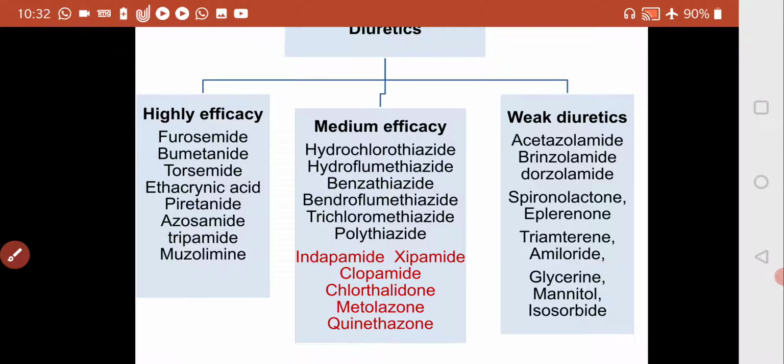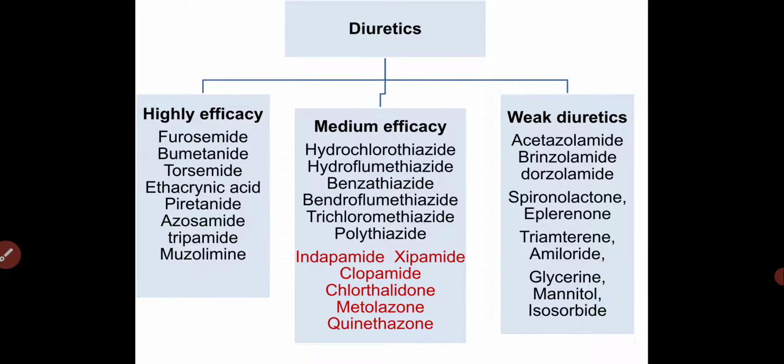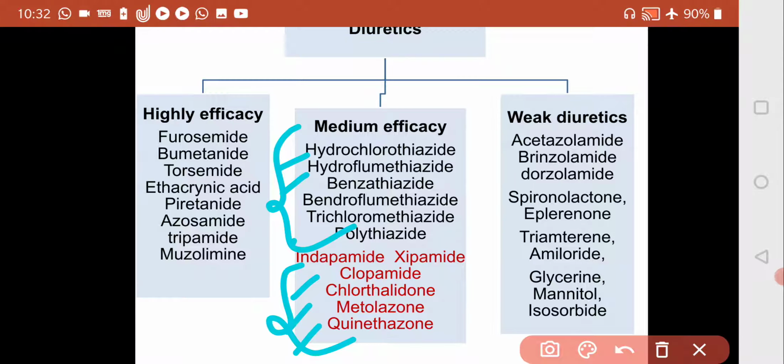We have the drug acting on the proximal convoluted tubules. It is acetazolamide, brinzolamide, dorzolamide and others. Also we have the drugs which act on the collecting duct and tubules.